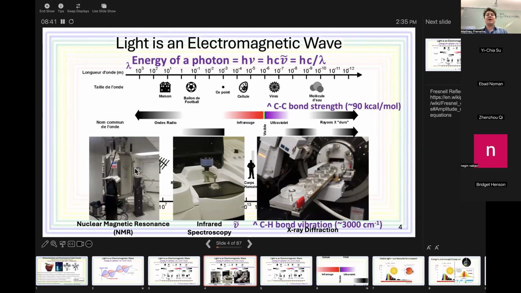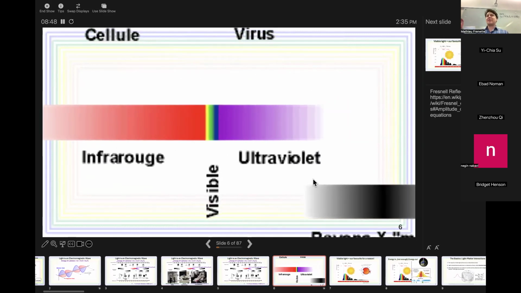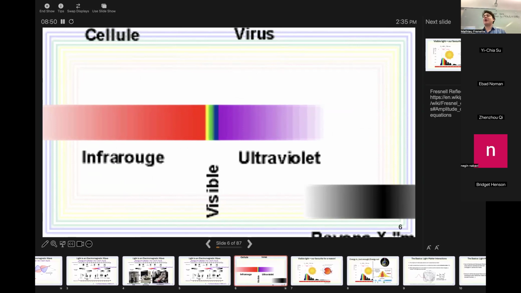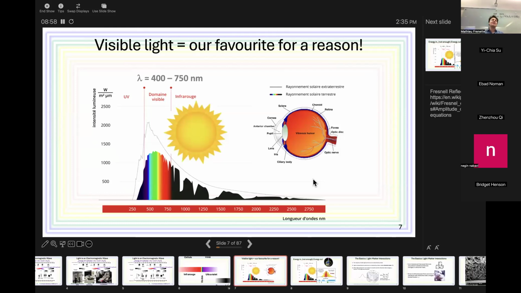So, of course, NMR, IR, X-rays. But today we're going to be talking about people's favorite, which is the visible. A lot of those slides will have French all throughout, because on the train ride I was trying to translate and I missed a bunch. But that's okay. So it's our favorite for a reason, because the sun at the surface is 5,500 Kelvin or so, and that black body radiation of the sun emits in the visible.